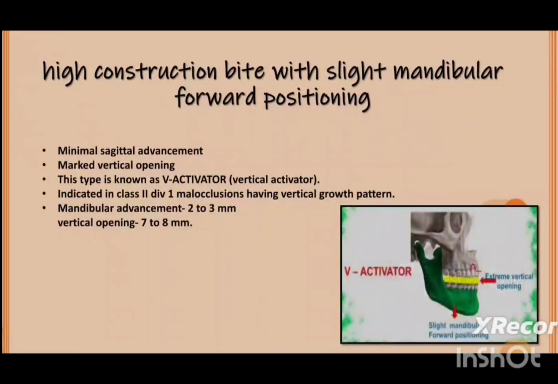Moving forward, we have high construction bite with slight mandibular forward position. Now, in this case, there is minimal sagittal advancement, that is the forward movement of the mandible, but marked vertical opening, as you can appreciate in the yellow color. Now, this type is known as the vertical activator or the V activator, and it is indicated in class 2 division 1 malocclusions having vertical growth pattern. Now here we take the mandibular advancement of about 2 to 3 millimeters, while the vertical opening is 7 to 8 millimeters.